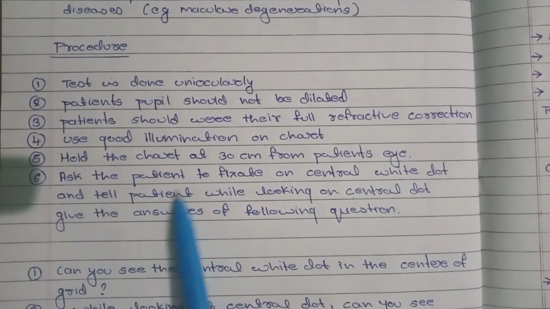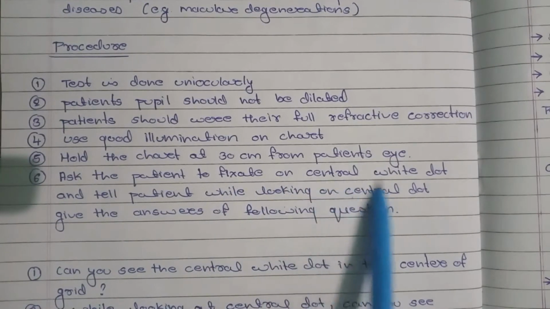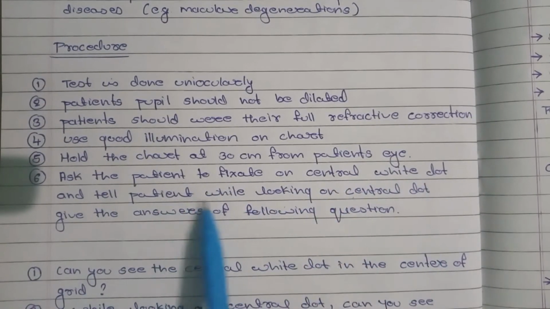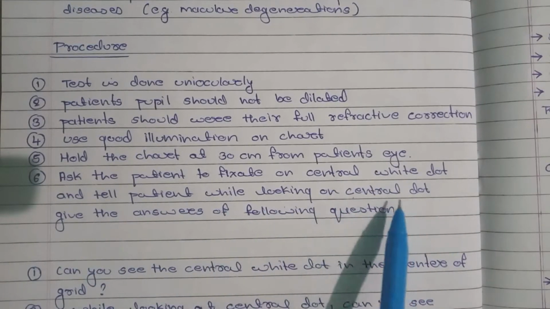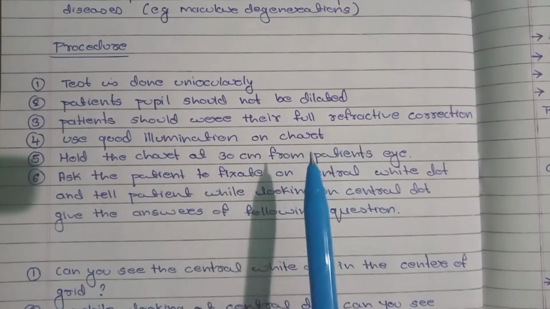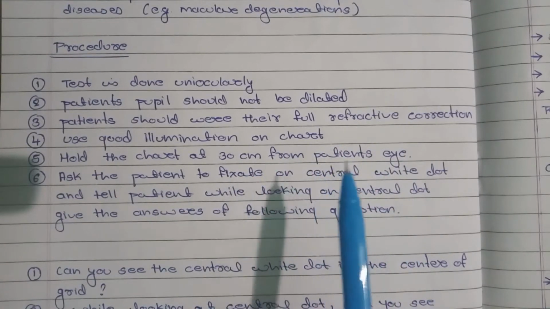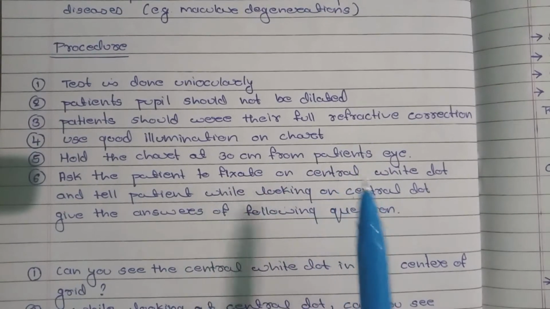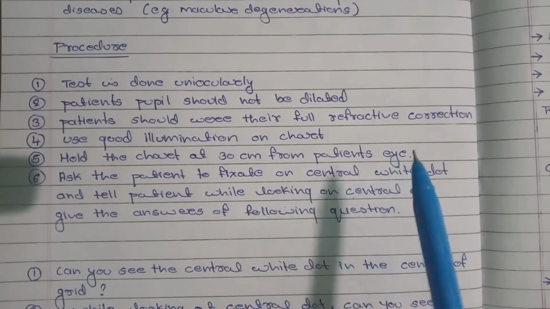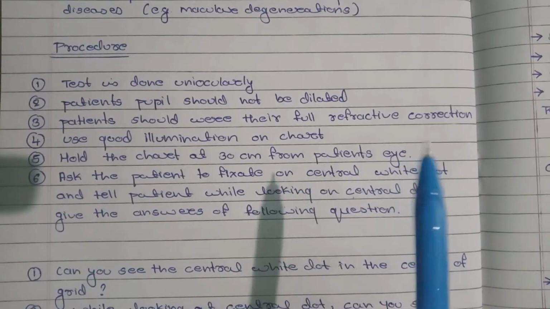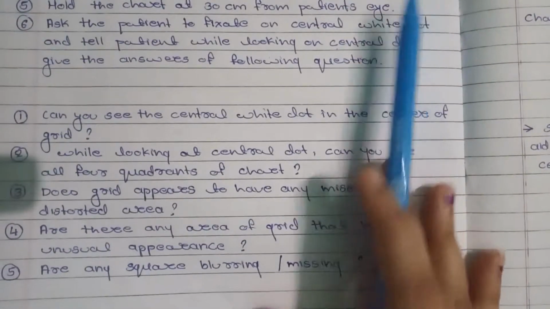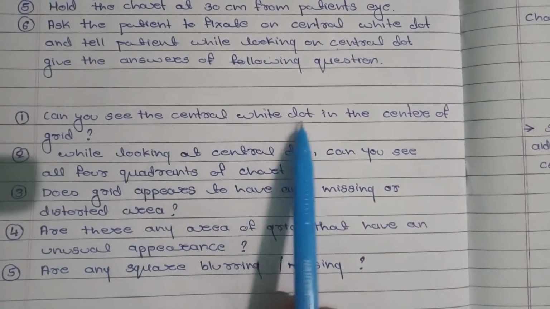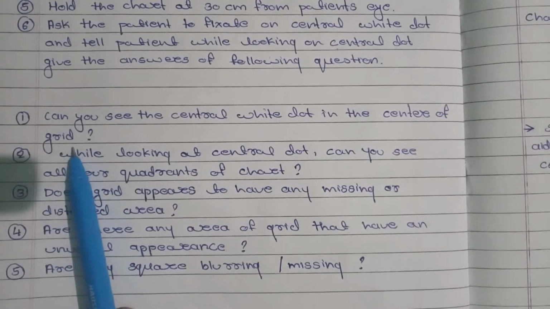Sixth, ask the patient to fixate on the central white dot. You have to tell the patient that while looking at the Amsler chart on the central dot, the patient must give the answer to the following questions. Now what questions should be asked to the patient? The first question, can you see the central white dot in the center of the grid?